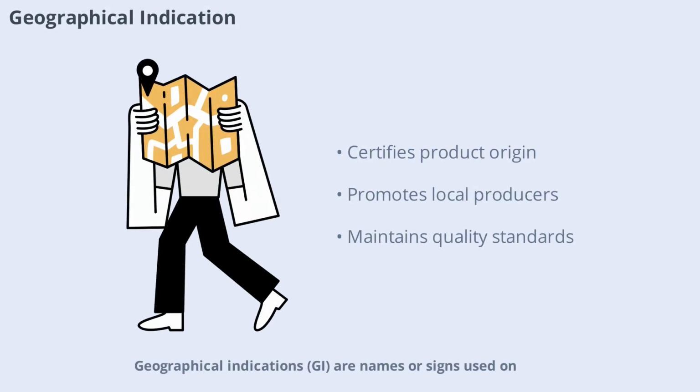Geographical indications, GI, are names or signs used on products that correspond to a specific location or origin. They certify that products possess qualities or reputation linked to their geographic origin. Examples include Darjeeling tea and basmati rice. GI protection ensures that only products genuinely originating from a region can use its name, promoting local producers and maintaining quality standards. The Geographical Indication of Goods Act, 1999, governs GI protection in India.